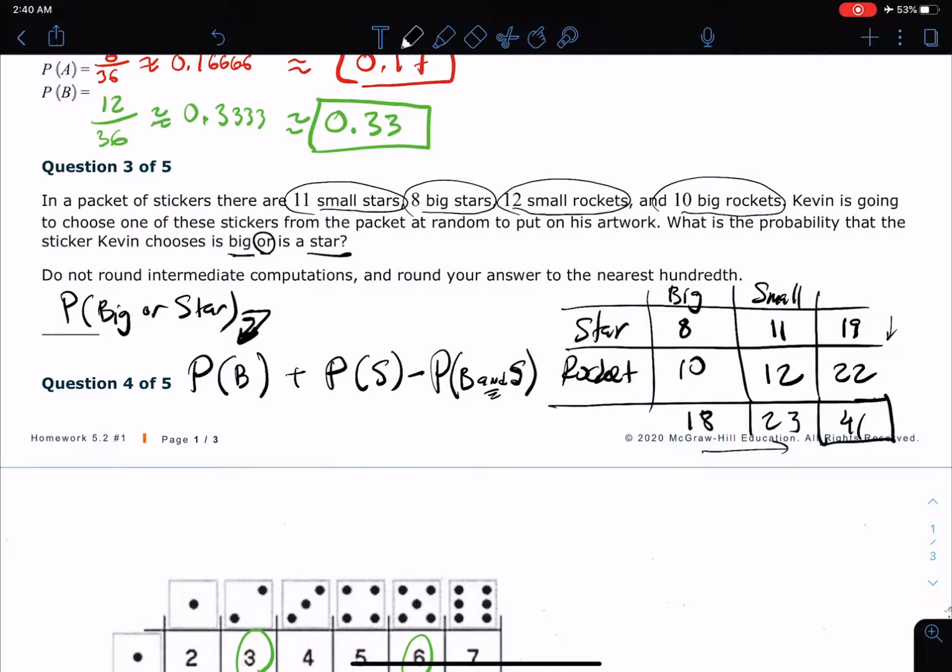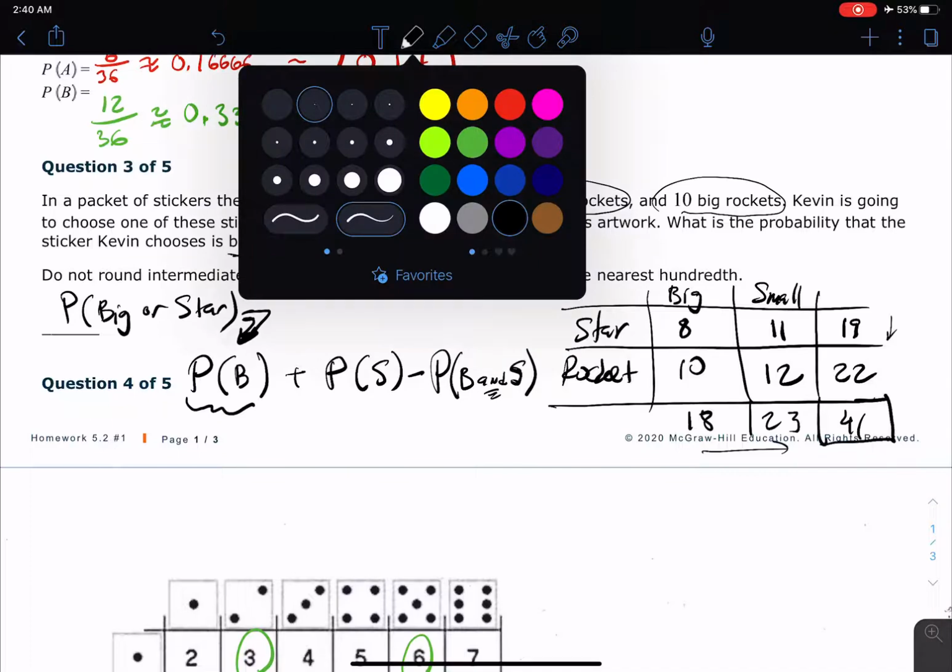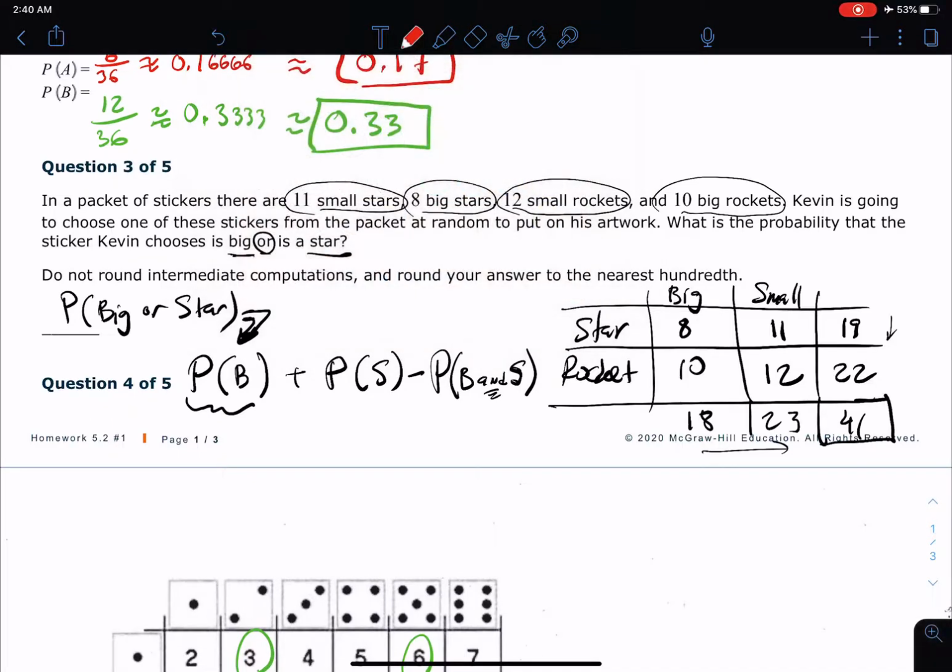So what's the probability that you'll get a big sticker? And I think I'll use some color here. Probability of a big sticker, that's going to be 18 out of a total of 41.